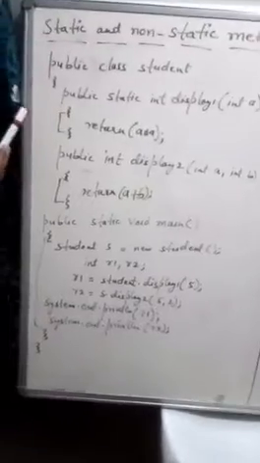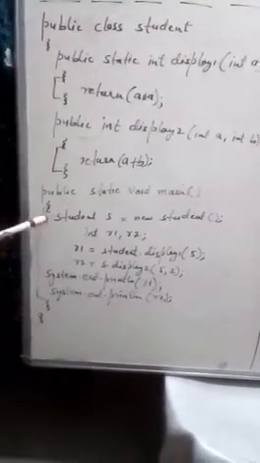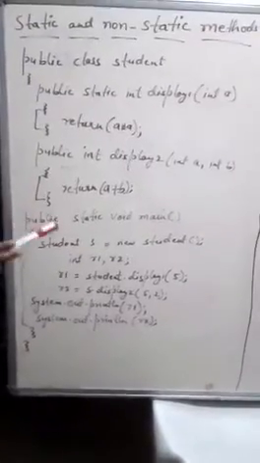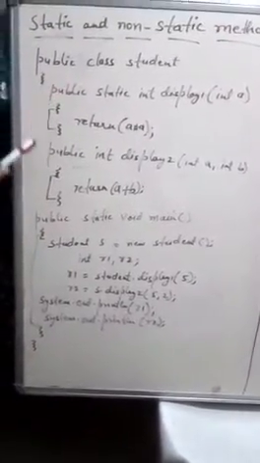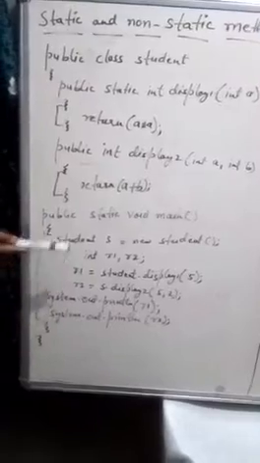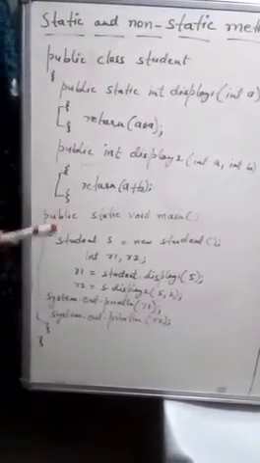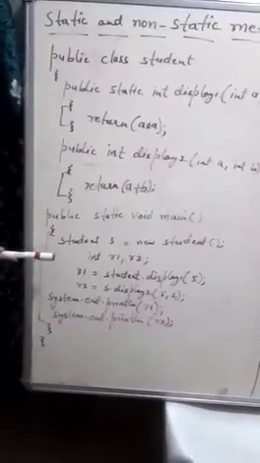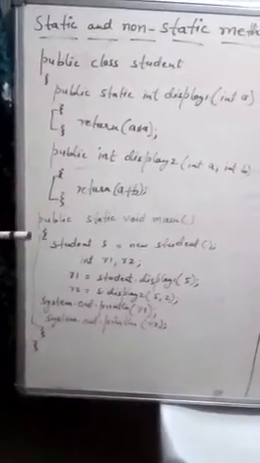Static methods are those methods which can be accessed without creating the object of that particular class. And for a non-static method, we need to create the object of that class to use that method. This is the difference between static and non-static methods. I hope this is clear to all of you.